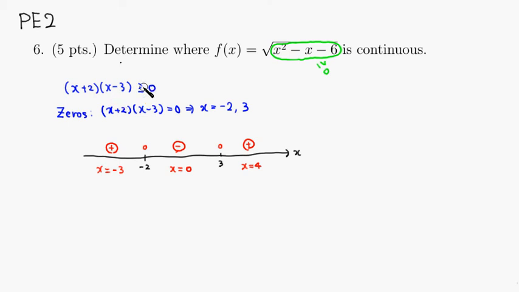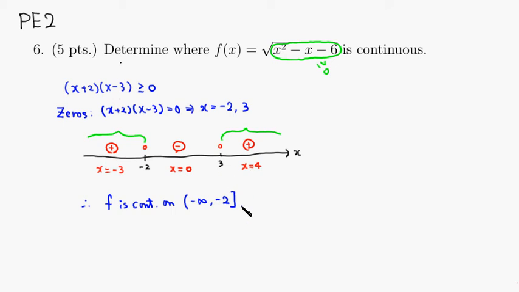Since we want greater than or equal to 0, we are taking this interval right here, and also this interval right there. So we know that f is continuous on this interval, starting from negative infinity all the way up to negative 2. Since there's equality here, I'm going to include it.